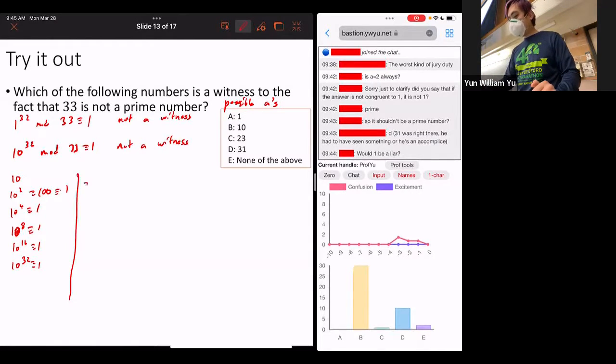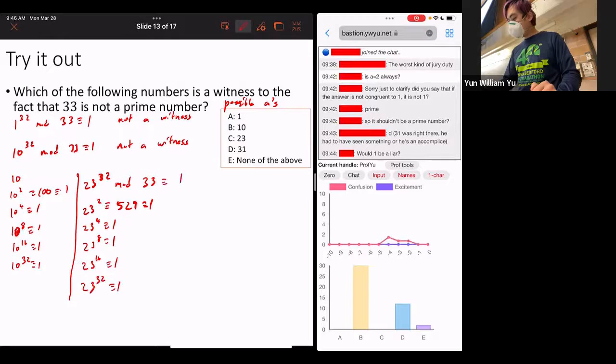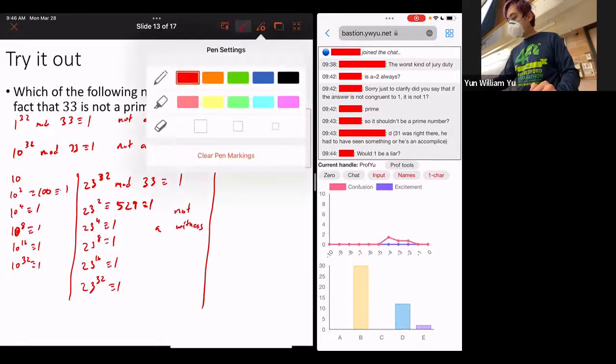What about 23? 23 to the 32 mod 33. Well, what's that equal to? Well, 23 squared is 529, which is congruent to 1. 23 to the 4th is also 1. 23 to the 8th is also 1. 23 to the 16 is also 1. And 23 to the 32 is also 1. So this is congruent to 1. And so again, this is not a witness.